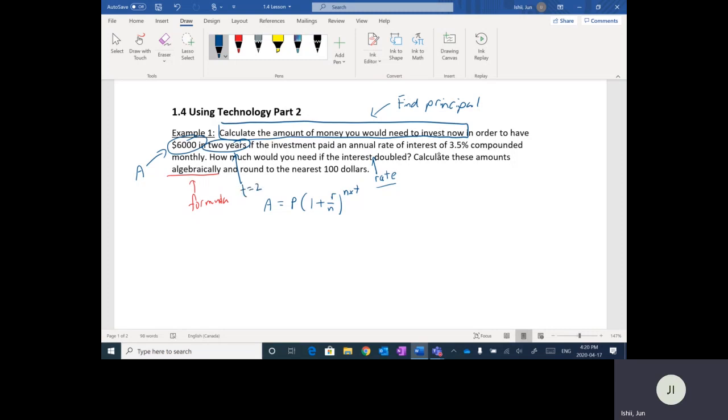If the investment paid an annual interest rate of 3.5%, that means my r is 0.035. You're going to convert it to a decimal. Compounded monthly means that n is going to equal 12. We're actually going to have to do 2 calculations here. Then we're going to do how much if the interest rate was doubled. So let's just do the first one here. I know there's a lot of rate going on, but let's just sub in the stuff.